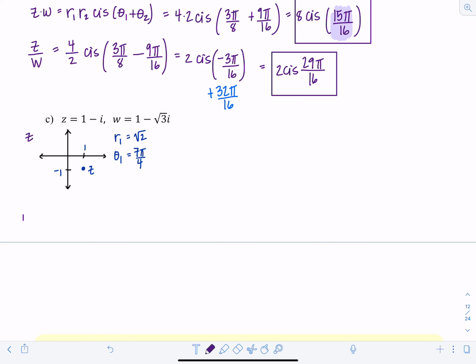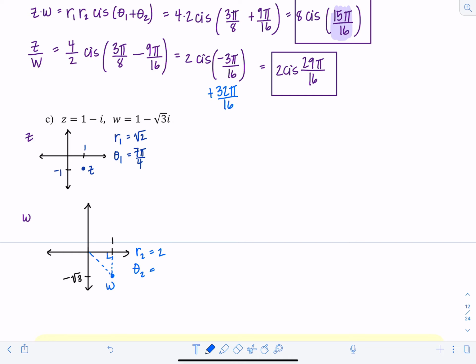So W, the real part is 1. The imaginary part is negative rad 3. So here, my imaginary axis, here's the real axis. Ooh, that's too crooked. Okay, here we go. So here's 1. Here's negative rad 3. Here's where W is, okay? So what's this radius here? You could just do the Pythagorean theorem quickly in your head. Rad 3 squared plus 1 squared is 4. So R2 is going to be square root of 4, which is 2.